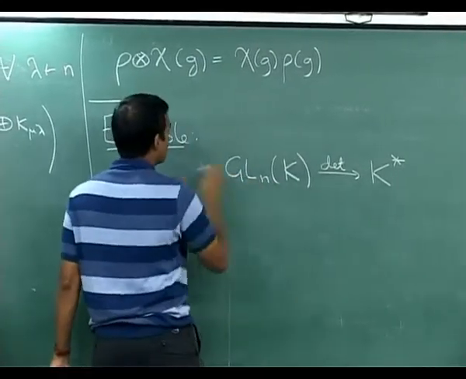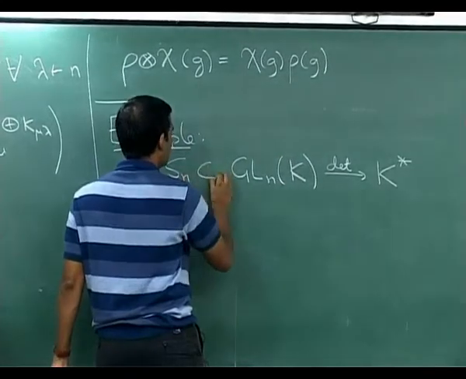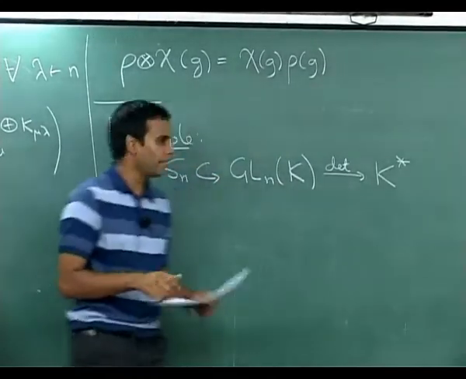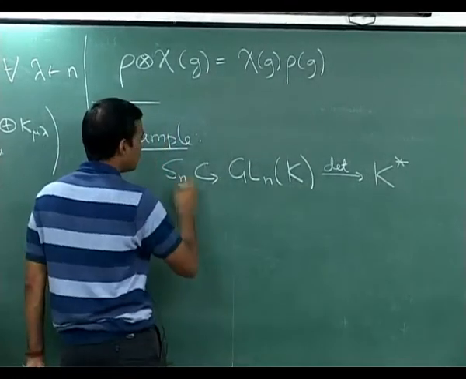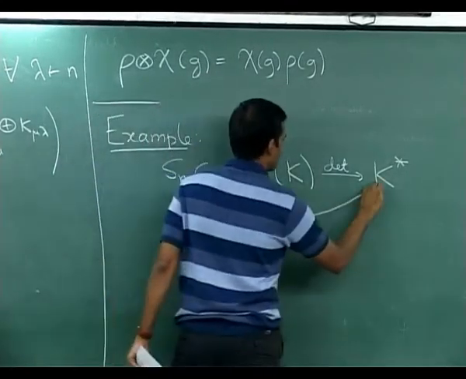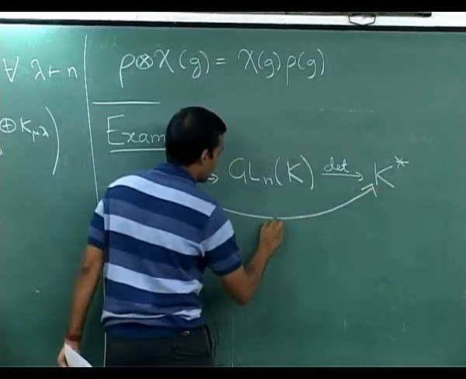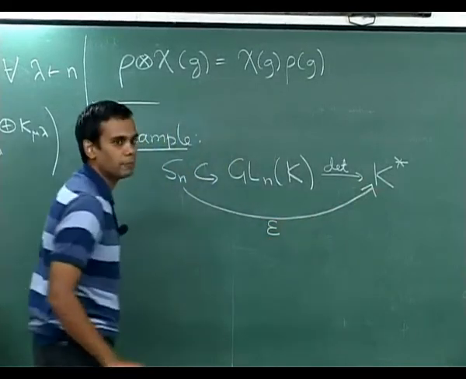We can put S_n inside this, you all know how to do this probably, right? You just take the permutation matrices and you compose this. And this is what is usually called the sign character, and I will denote it by epsilon.